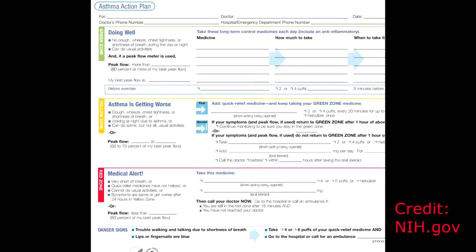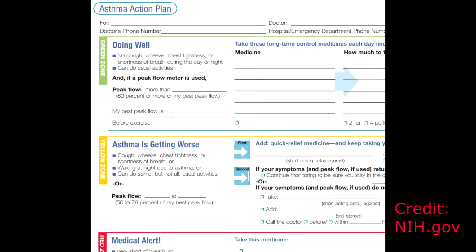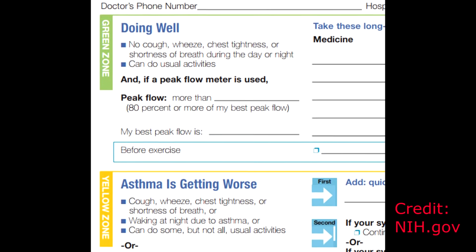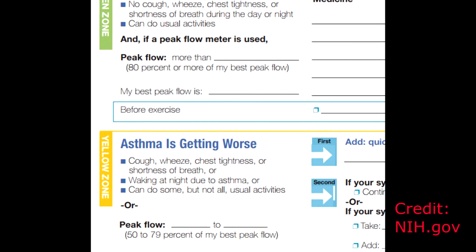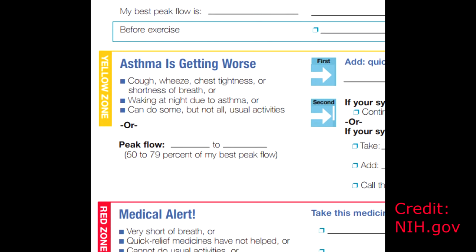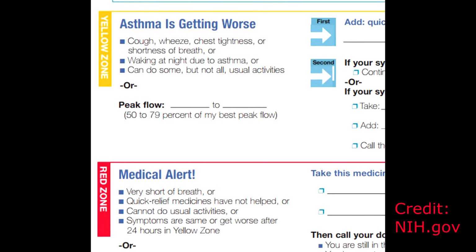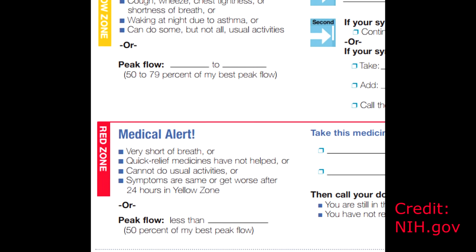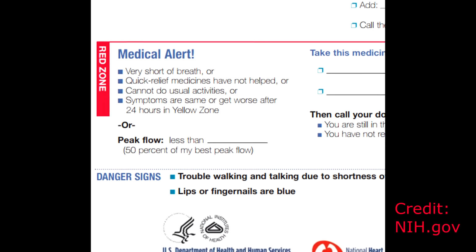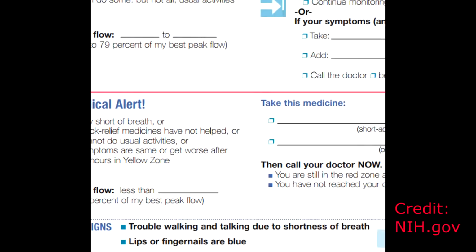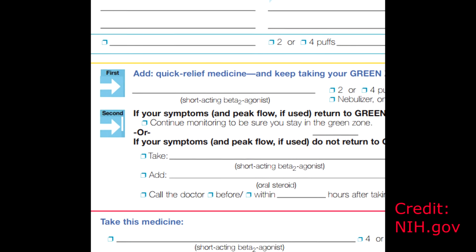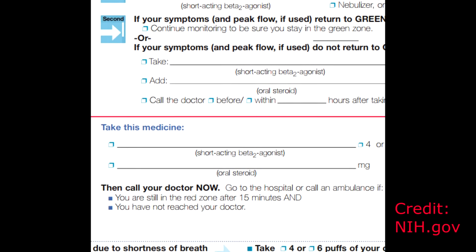And here's what a basic action plan looks like, and they're based on zones. And you have a green zone, a yellow zone, and a red zone. And based on the patient's signs and symptoms, if you notice in the yellow, we're starting to get into that early signs and symptoms category. The patient's asthma is getting worse because they have coughing, a wheeze, maybe chest tightness, they're waking at night, and they can't do their activities as normal. And based on that, they will take whatever they need to help control that asthma.